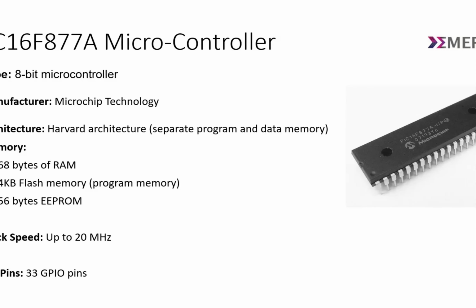Next we come to the PIC16F877 microcontroller. We will see its specifications, like type. It is an 8-bit microcontroller designed by Microchip Technology, and it has Harvard architecture. We see the memory here: 368 bytes of RAM, 14 KB of flash memory, and 256 bytes of EEPROM. And the clock speed of the PIC microcontroller is up to 20 MHz. Input output pins: there are 33 general purpose input output pins.